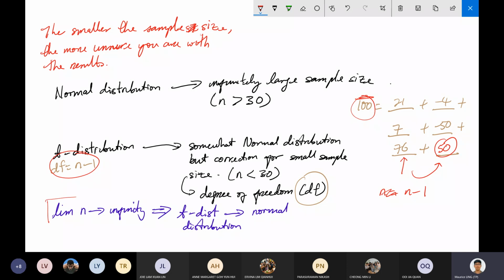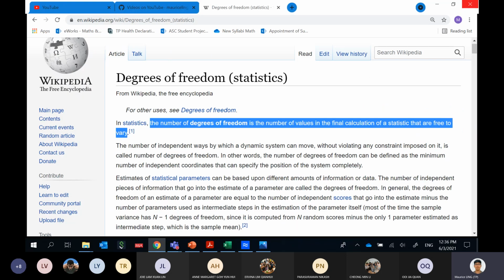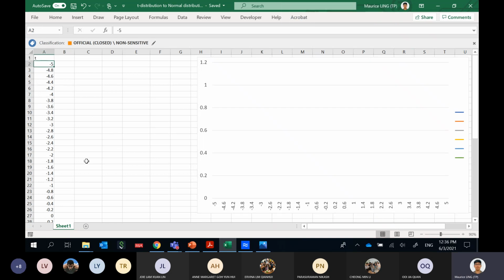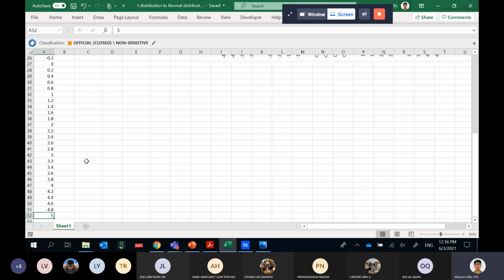So let's look at this concept. Is it true that when sample size becomes larger, when degrees of freedom becomes larger, T distribution looks more and more like normal distribution? Correct? That's what I'm trying to say. So let's try this. Okay. Let us use our dearest Excel to do a simulation. So I have T from -5 all the way to 5.